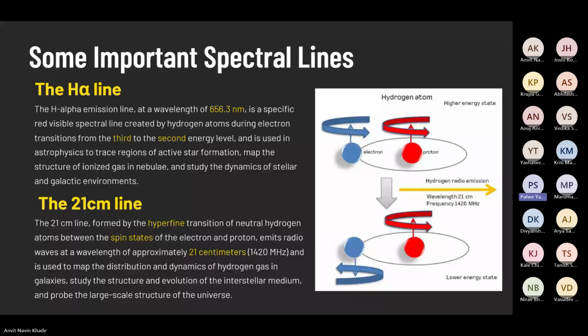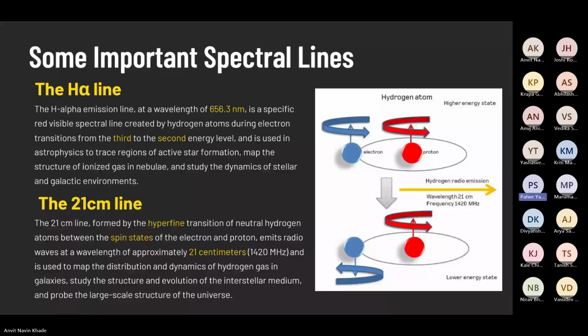H alpha line is a line with wavelength 656 nanometers, and it is a part of the Balmer series of the hydrogen atom, with transition from the third to the second energy level. The use of this emission line is that because we know its exact wavelength, we can measure the observed wavelength and hence figure out various properties about the source of the light.